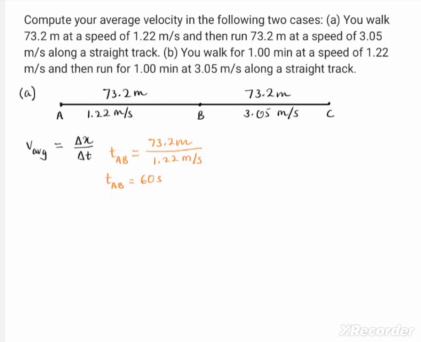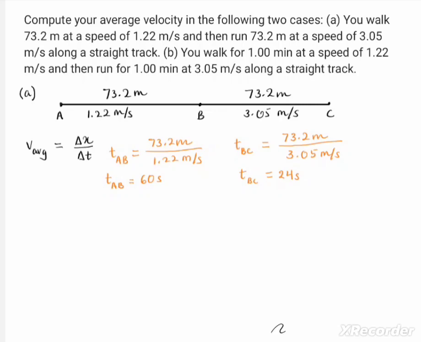So that is TAB. Now let's do T of BC. That is again displacement, which is 73.2 meters divided by the velocity, which is 3.05 meters per second, and that's going to give us 73.2 divided by 3.05, which is 24 seconds.